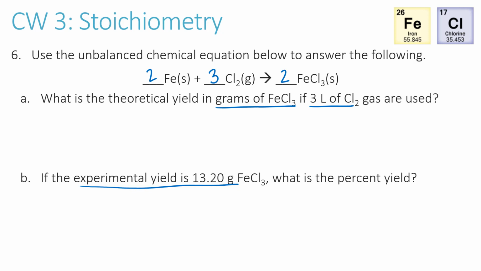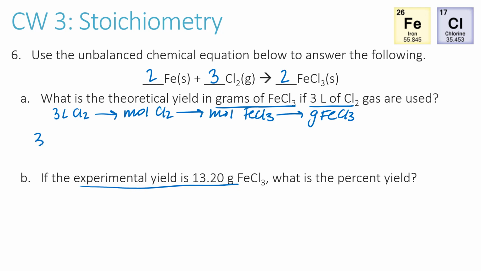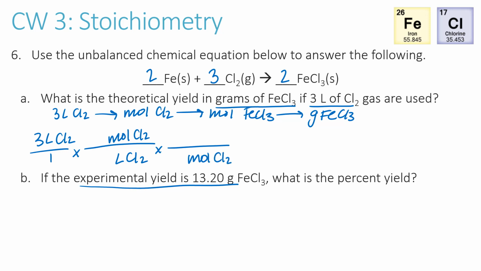So we're starting with 3 liters of Cl2. We're going to convert that into moles of Cl2, then into moles of FeCl3, and then into grams of FeCl3. So starting with my 3 liters of chlorine gas over 1, I need to change my liters of Cl2 into moles of Cl2. Next comes my mole ratio to change moles of Cl2 into moles of FeCl3. And then because I want my final answer to be in grams, we're going to get rid of our moles of FeCl3 and convert using molar mass.